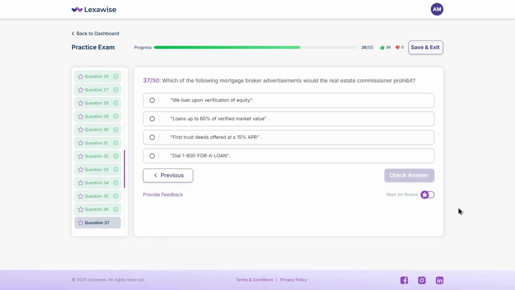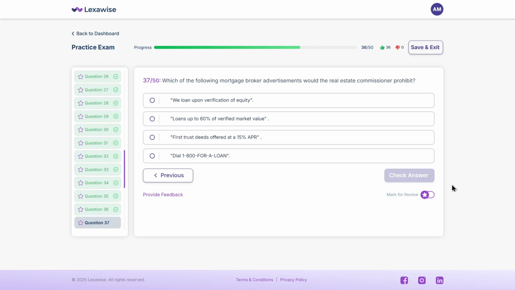Next one. Which of the following mortgage broker advertisements would the real estate commissioner prohibit? A, we loan upon verification of equity. B, loans up to 60% of verified market value. C, first trust deeds offered at a 15% APR. D, dial 1-800 for a loan. Think this through.